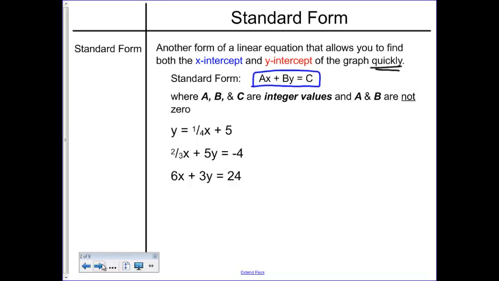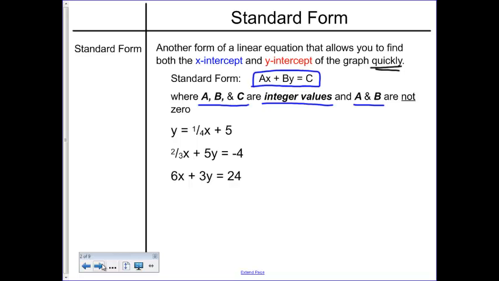Another important feature is that a, b, and c are integer values. They cannot be fractions, they cannot be decimals. So if you have any fractions or decimals in the problem, you must clear the decimals or clear the fractions. X and y have to be on the same side together. But also a and b, the coefficients of x and y, cannot be 0, because if either one of them was 0, then you would not have an x or you would not have a y value, which means you would not actually have standard form. You have a different kind of equation.